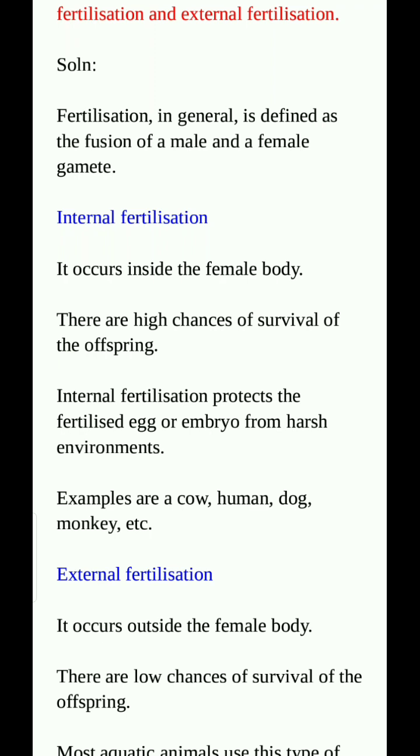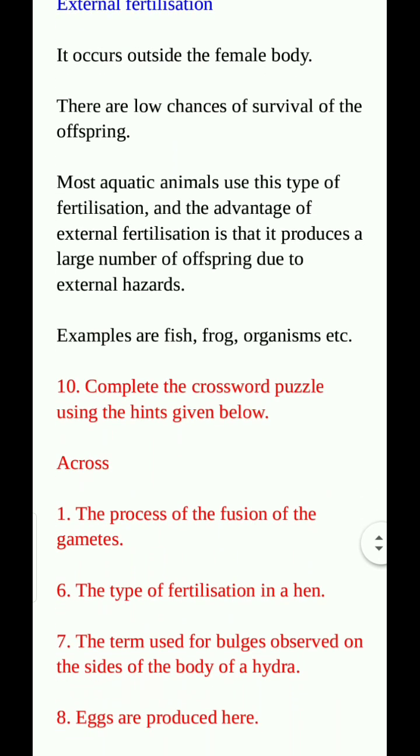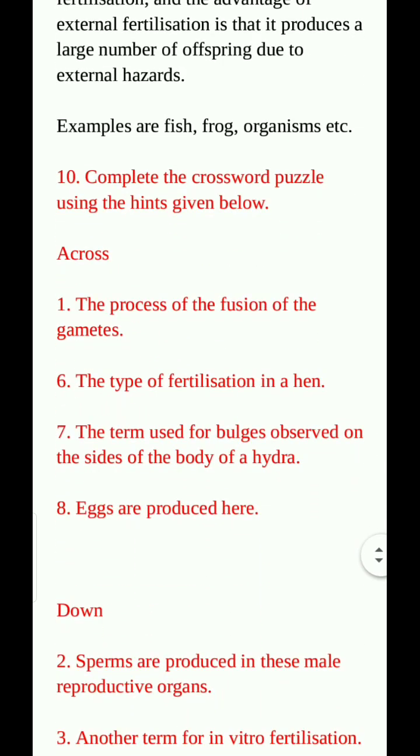External fertilization occurs outside the female body. There are low chances of survival of the offspring. Most aquatic animals use this type of fertilization, and the advantage of external fertilization is that it produces a large number of offspring due to external hazards. Examples: fish, frog, etc.